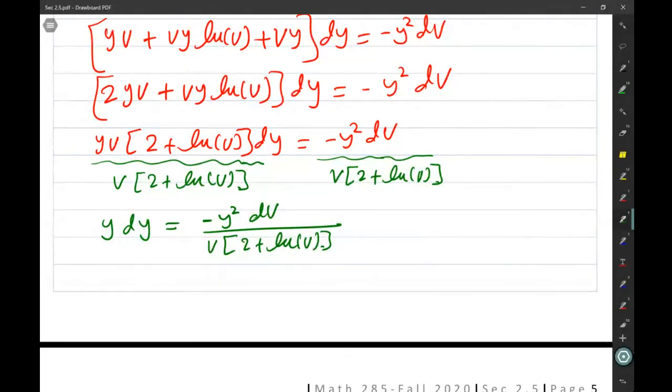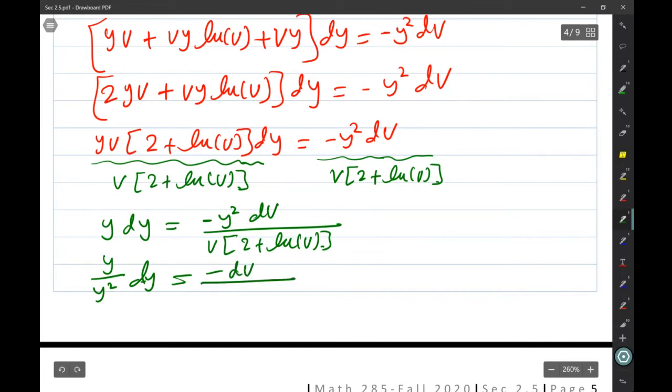Now, to get rid of this y squared, divide both sides by y squared. It becomes 1 divided by y squared dy, to separate the variable y together and variable v together, equal to minus dv over v times 2 plus ln LV. All right. Okay, now we have to integrate.